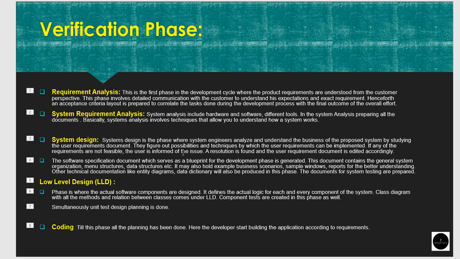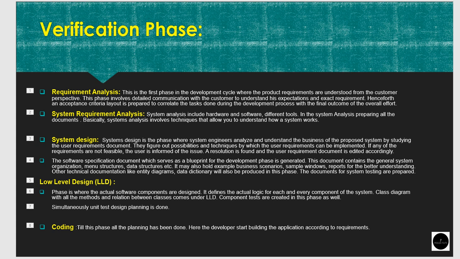Then comes the system design. System design is the phase where system engineers analyze and understand the business of the proposed system by studying the user requirements document. They figure out possibilities and techniques by which the user requirement can be implemented. If any of the requirements are not feasible, the user is informed of the issue, a resolution is found, and the user requirement document is edited accordingly.